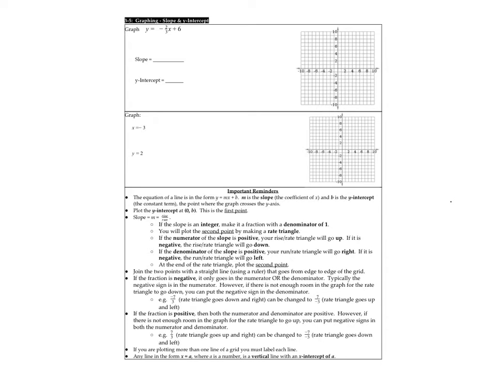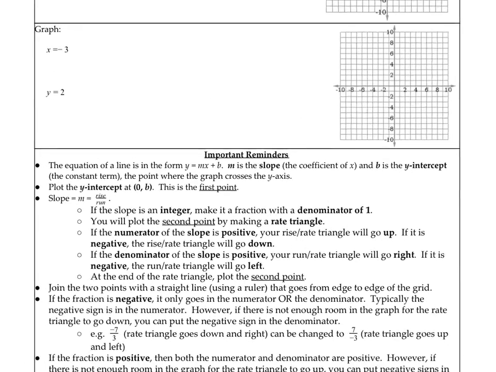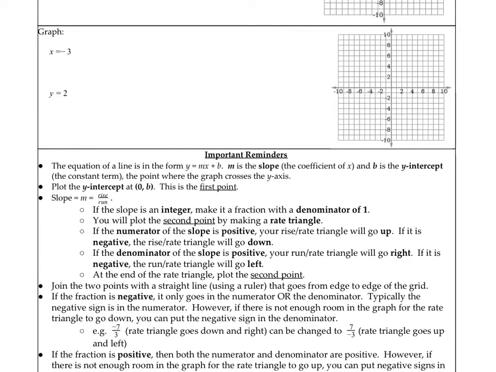So what you need to remember in this method is when your equation is in the form y equals mx plus b, m is the slope, which is the coefficient of x, and b is the y-intercept, which is the constant term, and that's the point where the graph crosses the y-axis, what you used to know as the initial value.